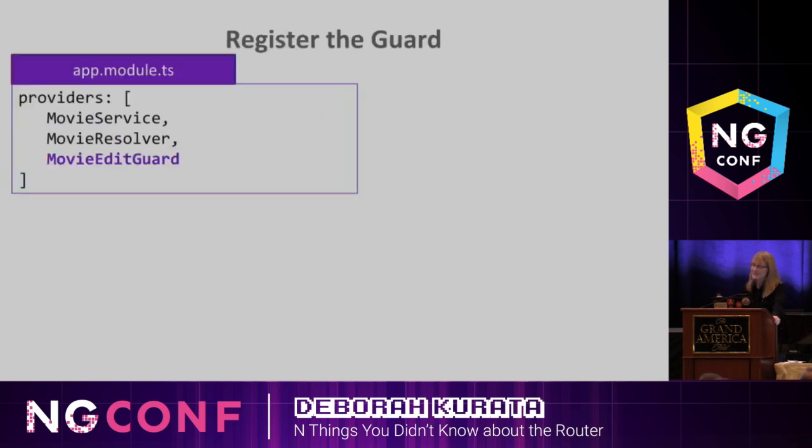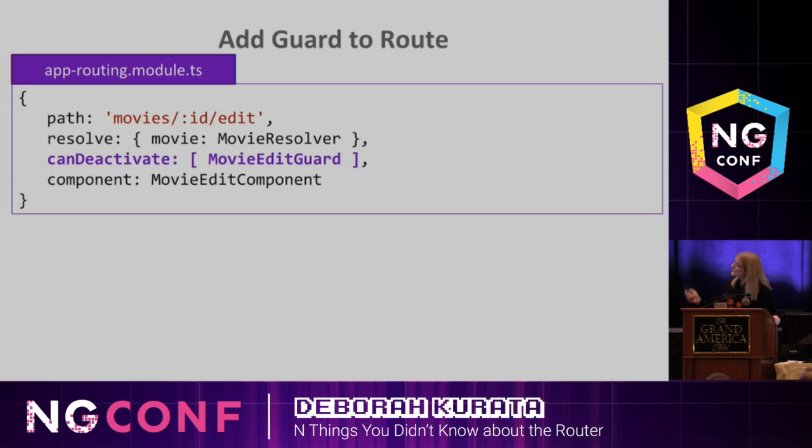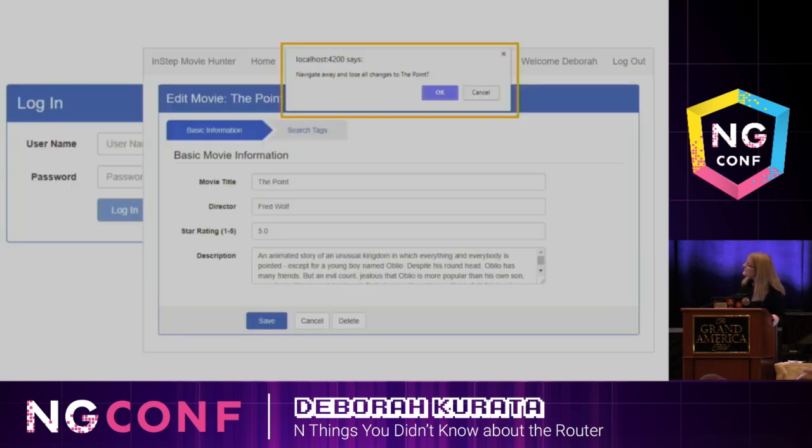Okay, because it's a service, we register the guard, and then again, we add it to our configuration by specifying another property, which is the name of the guard, so canDeactivate in our case, and then give it the class name of the guard service that we write. Okay, so that's how we do guards.